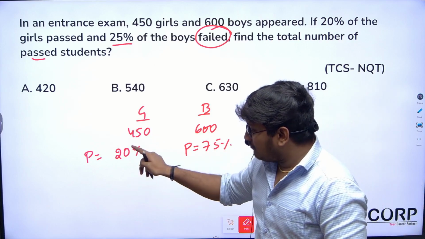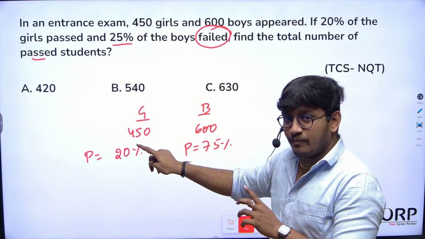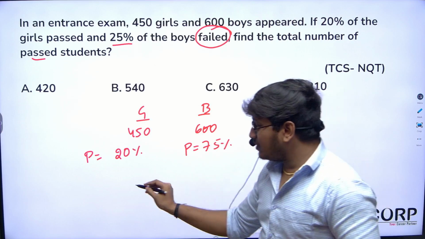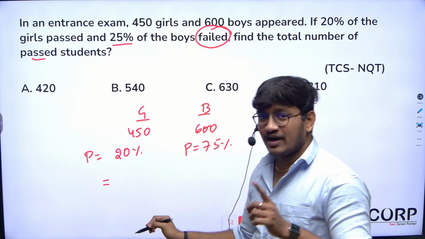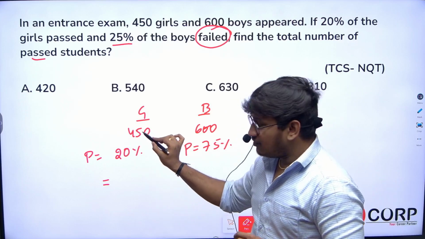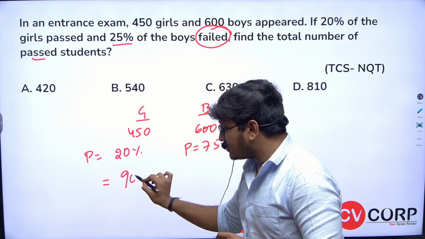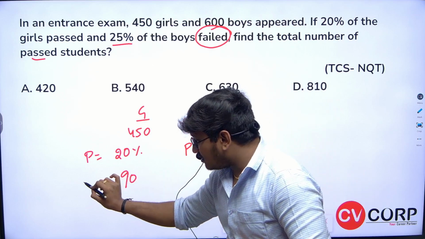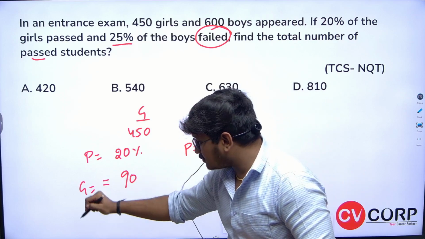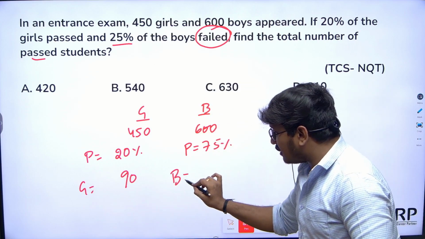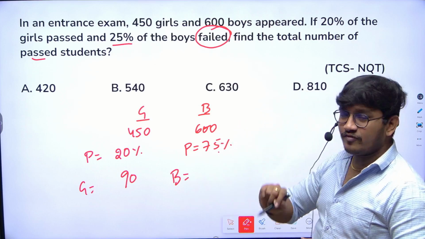Now to calculate how many girls passed, we need 20% of 450. What is 20% of 450? I said one simple way yesterday: eliminate the 0, and 45 twos are 90. So 20% of 450 is 90. So 90 girls passed. How many boys passed in the exam? It is 75% of 600.